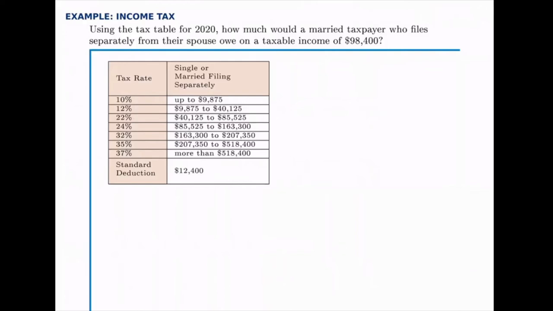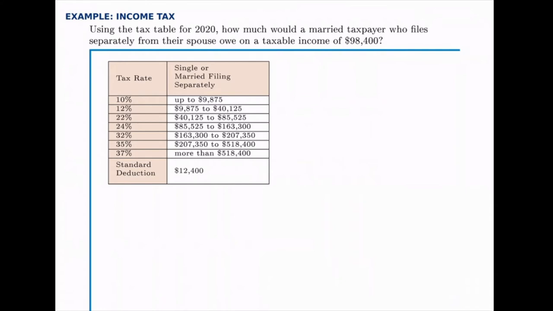In this example, we'll do a quick income tax calculation where we're given the taxable income, $98,400, and we'll calculate the income tax owed on that taxable income. So we're given a portion of the tax table, as much as we need. This taxpayer is filing separately from their spouse, so they fit into this category of single or married filing separately. So in this case, they're married filing separately.